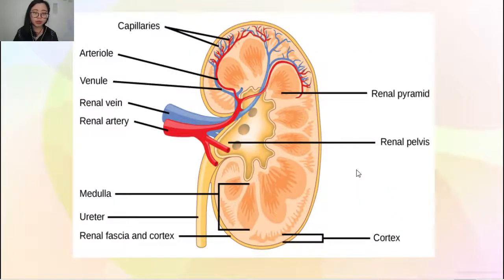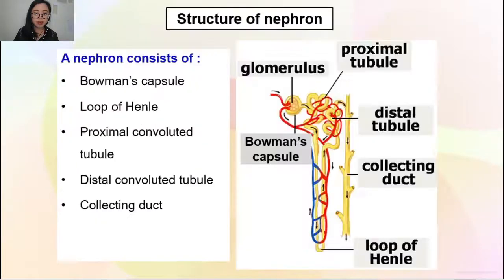Okay, so once again, this is the structure, and you will also have a lot of blood vessels that go into the cortex and the medulla of the kidneys. Okay, we'll look at the structure of nephron.